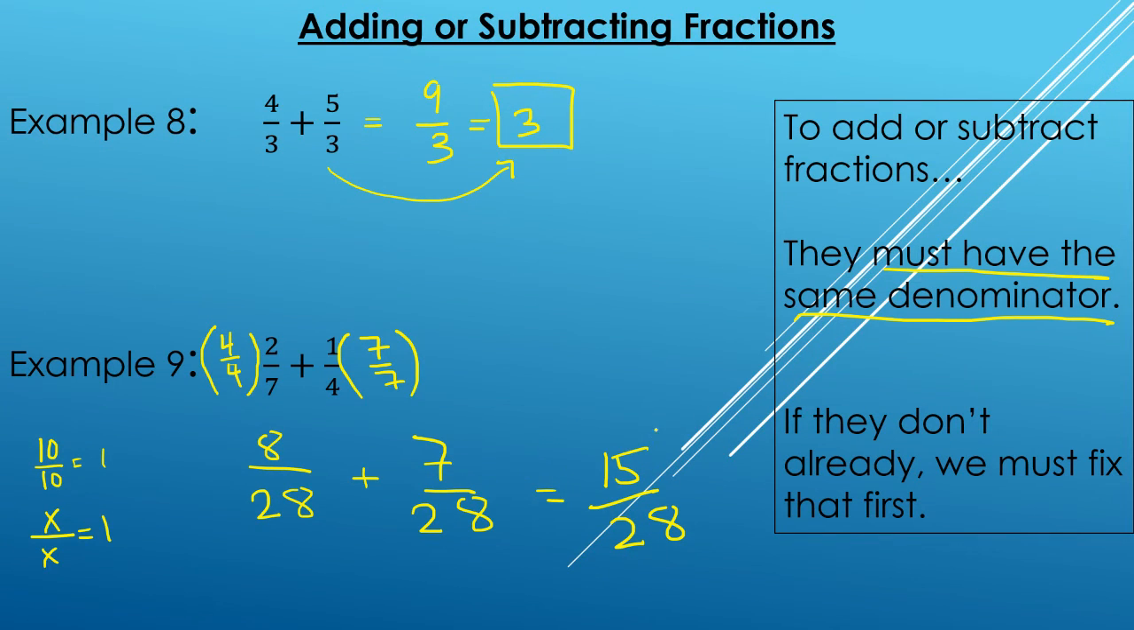Check to see if you can reduce it. In this case, we can't. 15 can be divided by 3 and 5. 28 can be divided by 2, 4, and 7. But we can't divide the same number from top and bottom, so we're done.